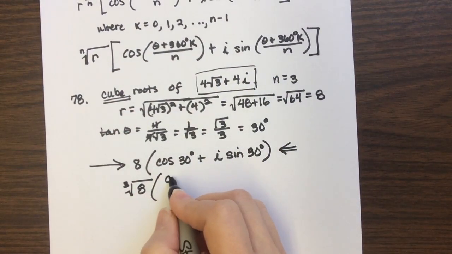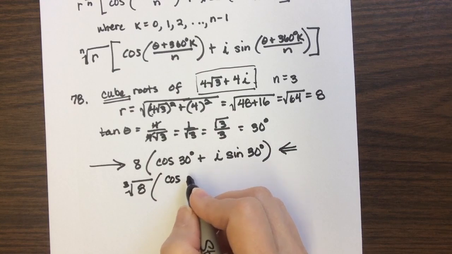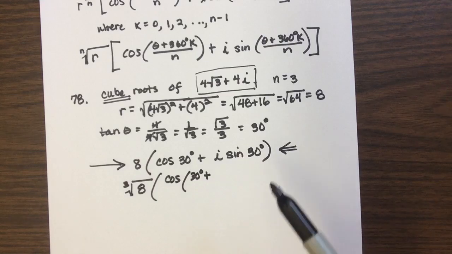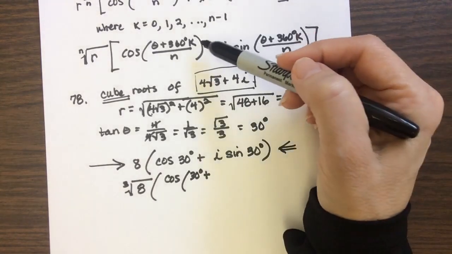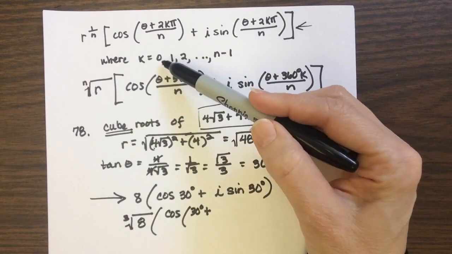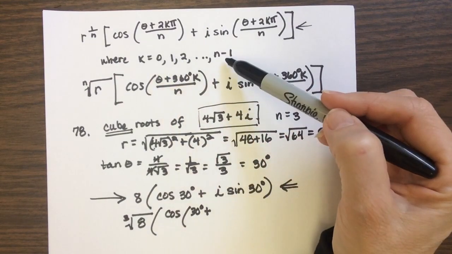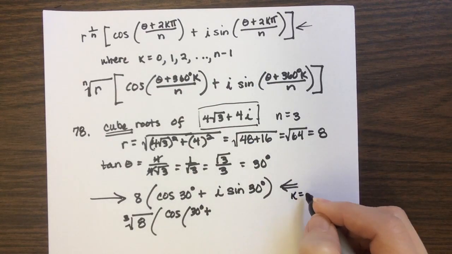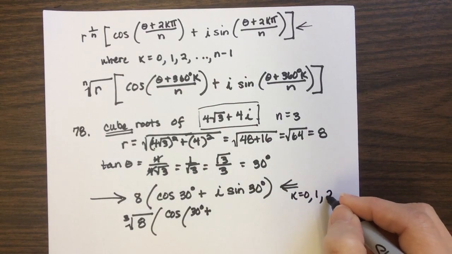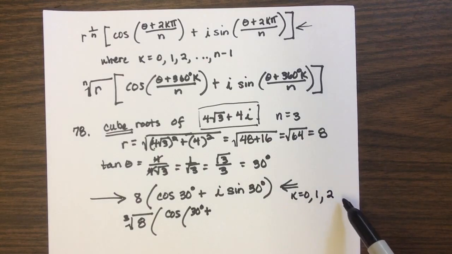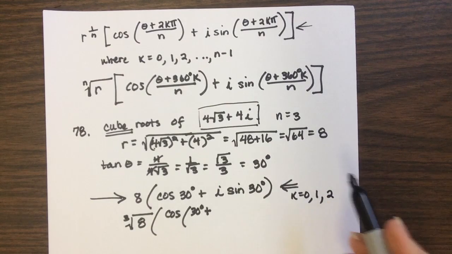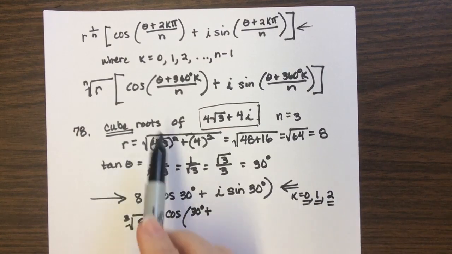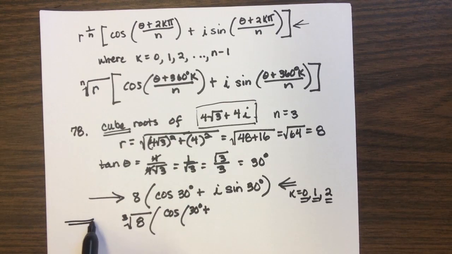So I'm looking at the cosine of 30 degrees plus, I need to talk about what k is here. So we're plugging in our k. Remember, our k value, we start at 0 and we go to n minus 1. Well, n is 3 in this case, so I'm looking at k being 0, 1, and 2. So n minus 1 is 3 minus 1, which is 2 in this case. So really, I'm looking for 3 roots. So I'm plugging in k to each one of these. I'm doing this 3 separate times.